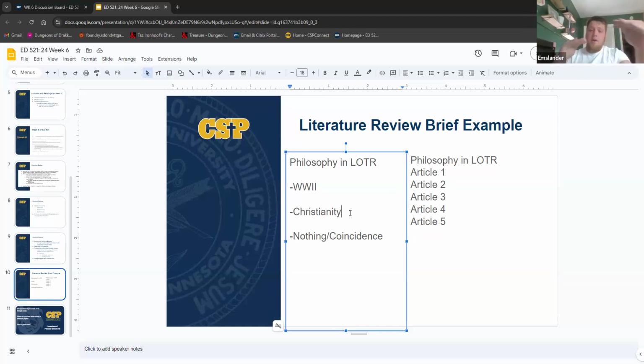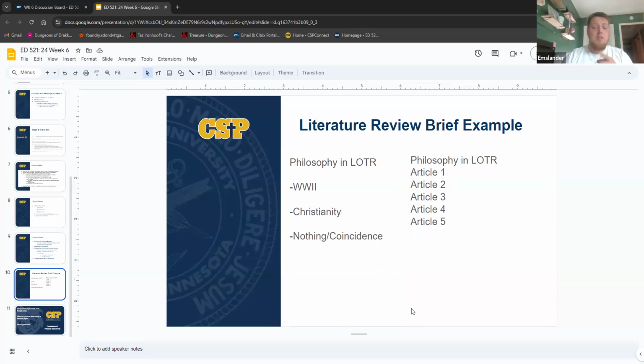Now, doing it in that way, I've done the same thing where I've broken down all 5 articles, but it's grouped by subject. That's what I would prefer you guys to do. I know this isn't a super academic example, but I do have a book on this, and it's a good read.